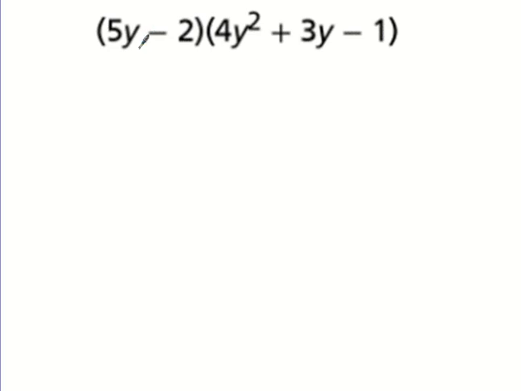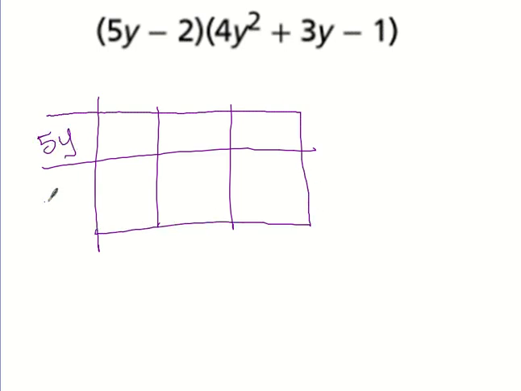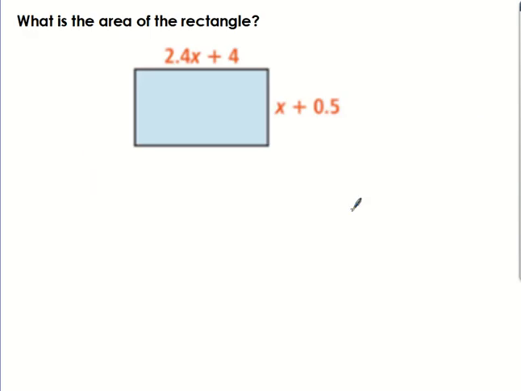So what I'd like you to do is try using the table for this. Okay, I'll help set it up, but I'm going to make you guys do it. Here's your little table. This will say 5y. I'm going to put minus 2 here. Make sure you put minus. Extend these. 4y squared, 3y, and negative 1. All right, so I'm going to leave this one blank. I want you to fill this in and get the answer, and we'll talk about it next time.